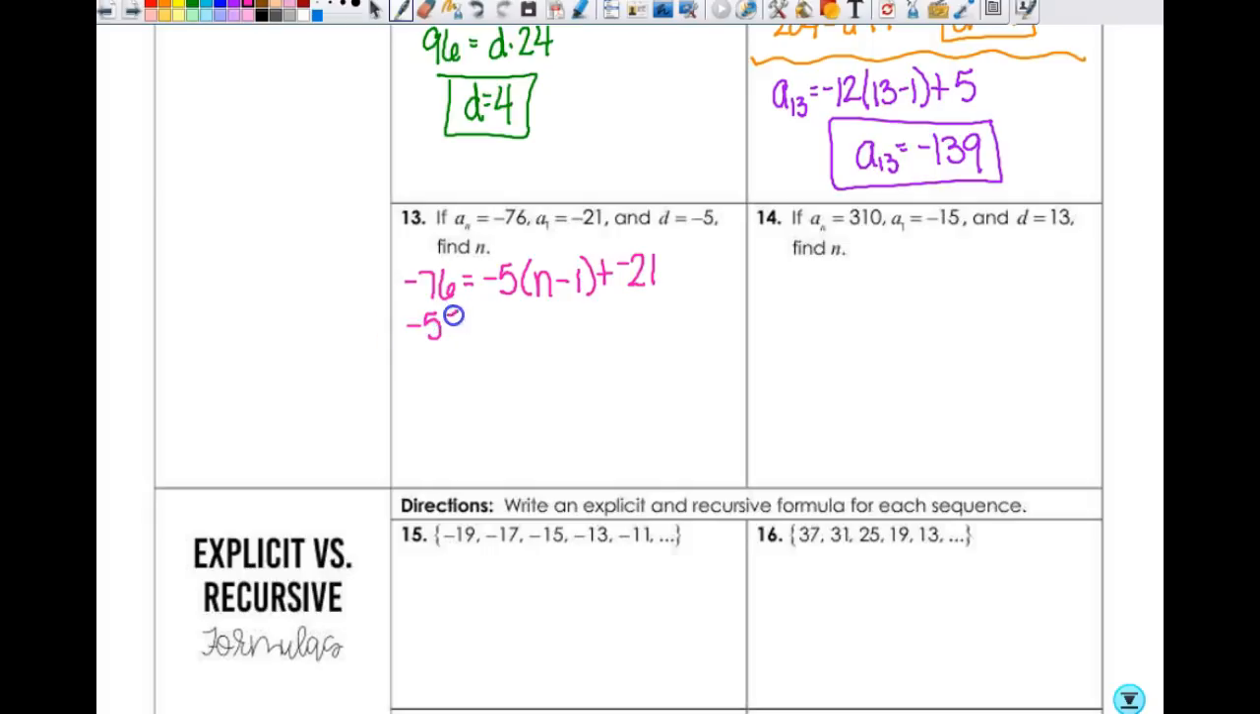That gives me negative 55 equals negative 5 times N minus 1. Now I could distribute that 5, but I don't need to. I can divide by 5 here at this point. I get 11 is equal to N minus 1, so N is equal to 12.